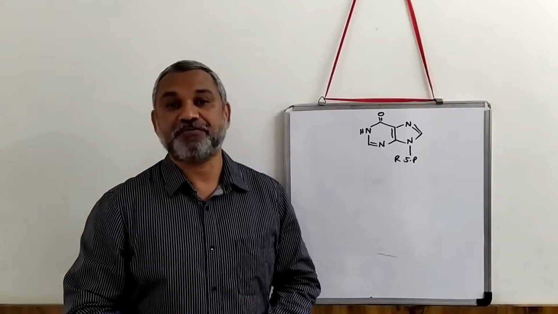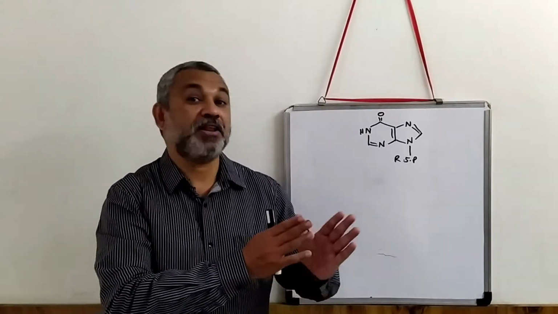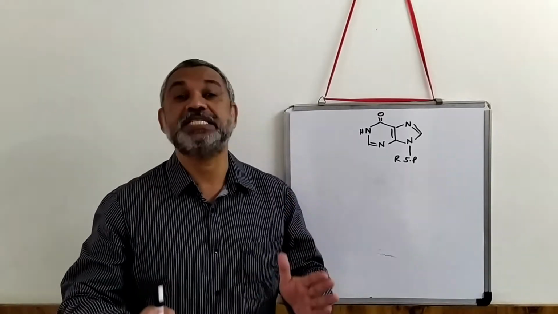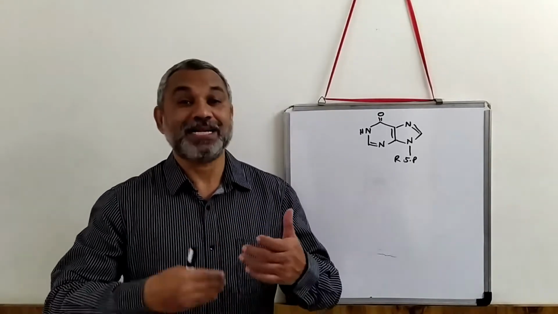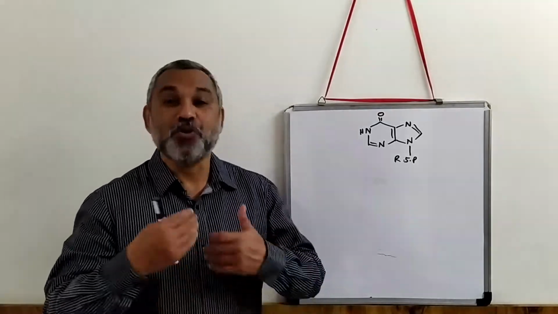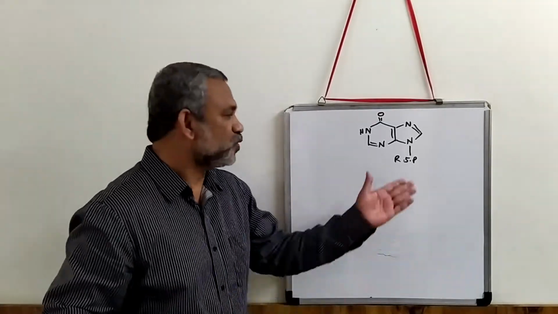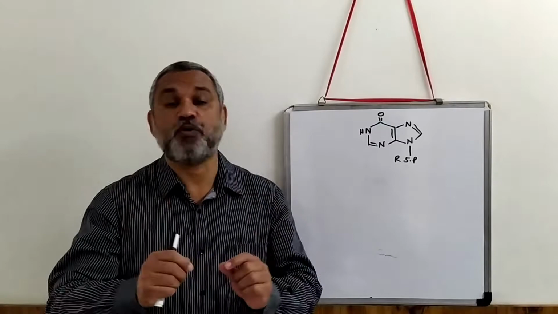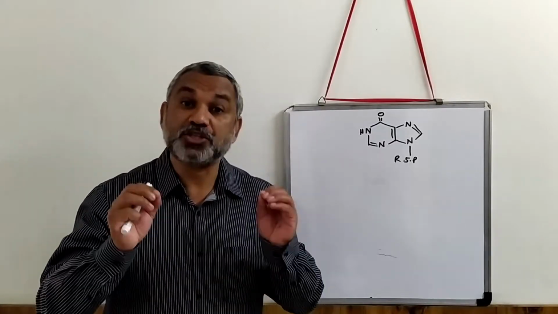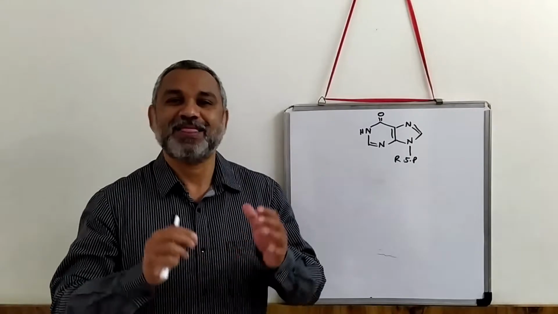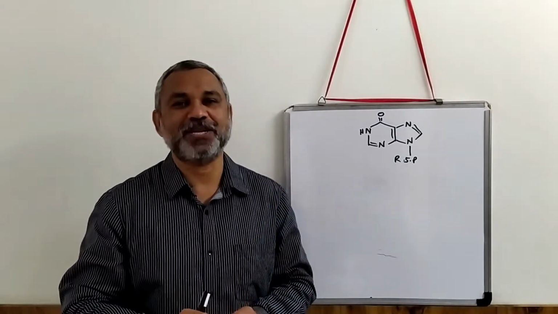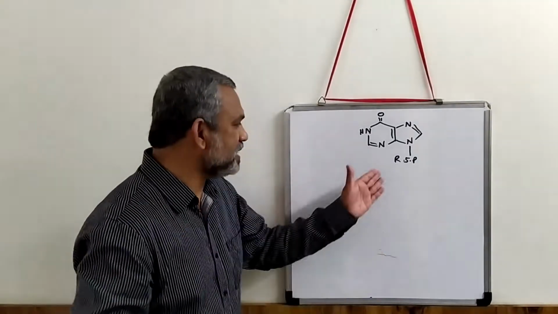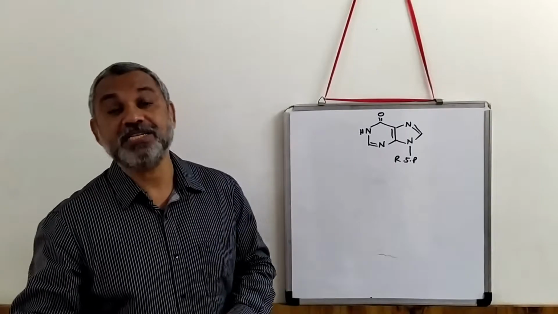This is a continuation of the earlier video where we have elaborately looked at how purines are synthesized. We have looked at the 10 steps by which inosine monophosphate is synthesized. So we have the inosine monophosphate structure here. Now this becomes the starting point for synthesizing the other two purine nucleotides, adenine monophosphate and guanine monophosphate. Let us see how we synthesize adenine monophosphate from inosine monophosphate.